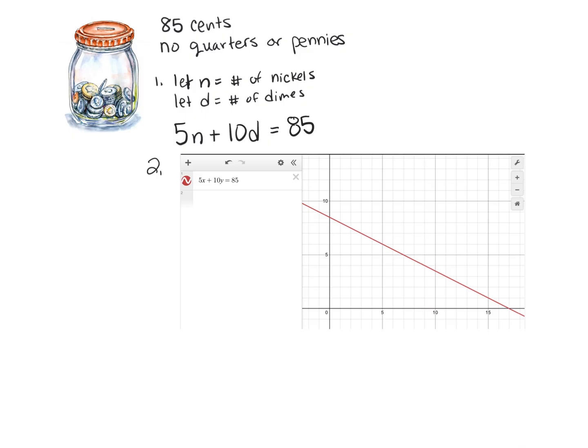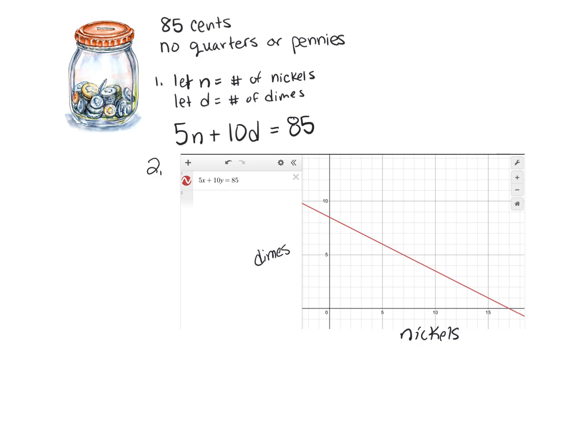And then be sure to label our axes. Because I used x for my nickels, I want to make sure that I label that. And I used my y-axis for dimes, so I want to make sure I label that too. I'm not going to try to write it sideways. And I can see my graph here.